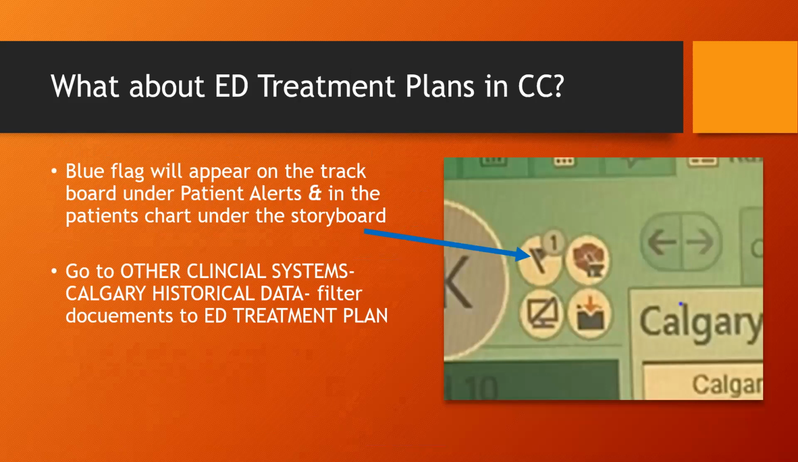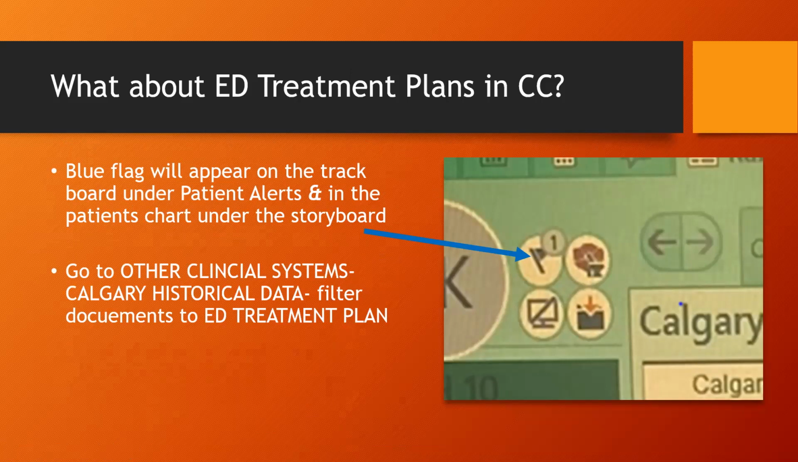Lots of people have asked about ED treatment plans and how they're going to be brought up within Connect Care. As soon as you select that patient and do your 5 identifiers, if you're able to find them in Connect Care, an ED treatment plan will pop up. So what it'll do is show up in your patient storyboard over here, and a flag will show up to tell you that there's something in there.